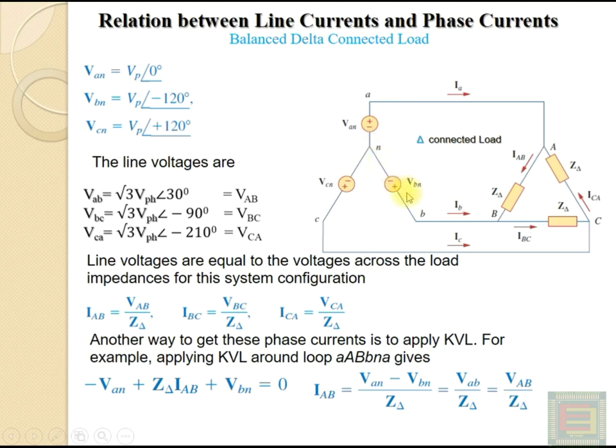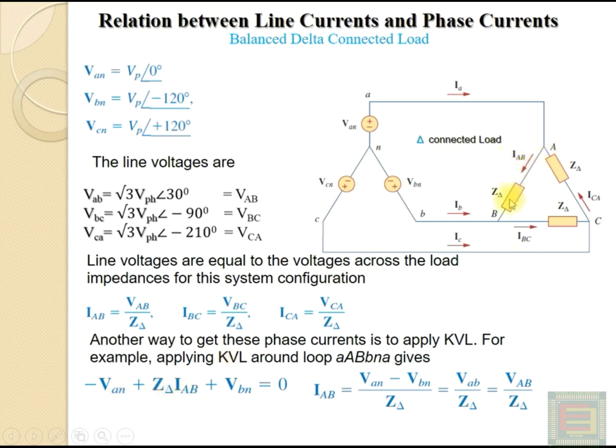If you start from this point, you can see that you are meeting a rising potential here, which is given by the magnitude of the voltage source, plus VBN. You have reached this point, and if you travel from capital B to capital A, the drop across it is the product of the current and the impedance, given by IAB into Z delta. You are traveling in a direction opposite to the direction of the current, that means you are meeting a rising potential, which will be given by Z delta into IAB.